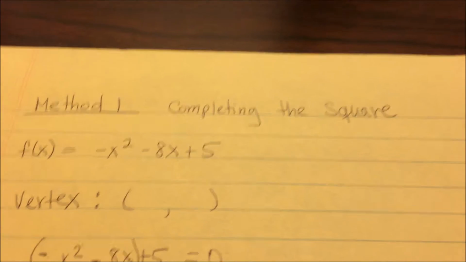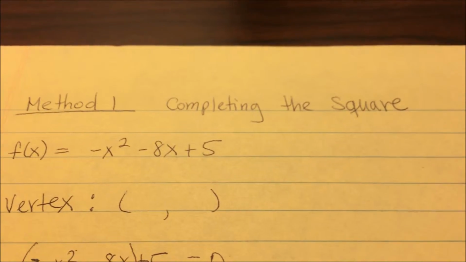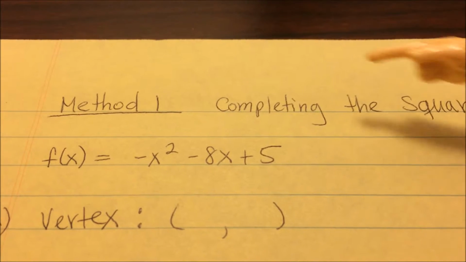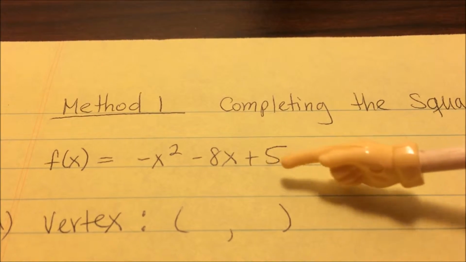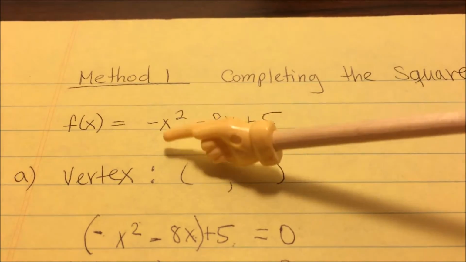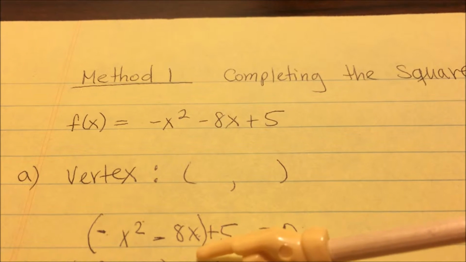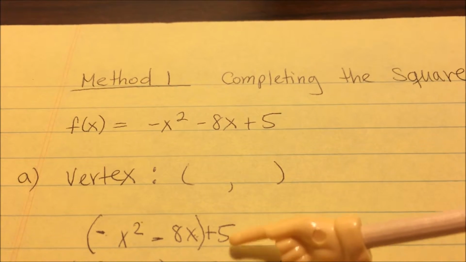Okay? So I'm going to show both methods so that you can see which one you prefer. We're going to go with completing the square first, and let's see what that gives us. So completing the square, we're using this equation, f of x is equal to negative x squared minus 8x plus 5. To complete the square, the first step is to group the a and b together. So that's what I did on this step right here. I grouped them, and I want to keep the plus 5 on the outside.